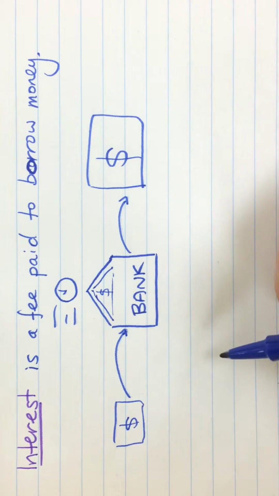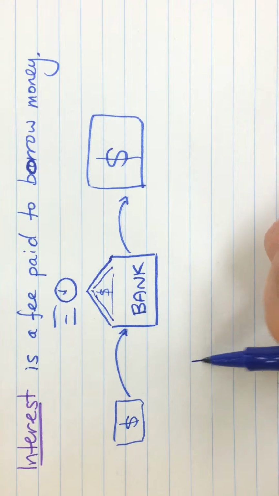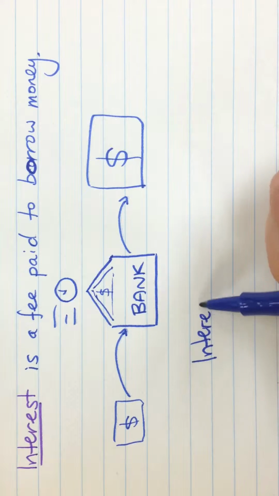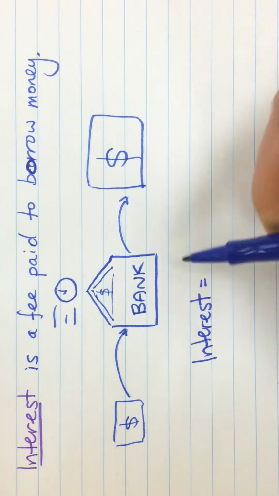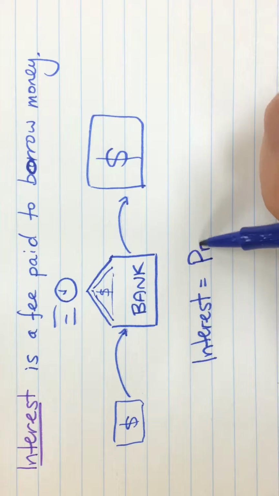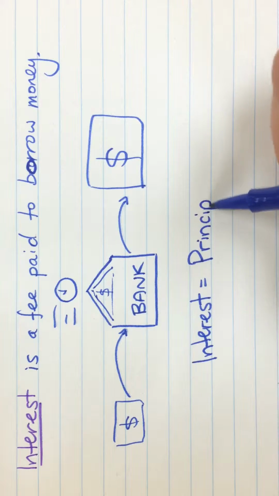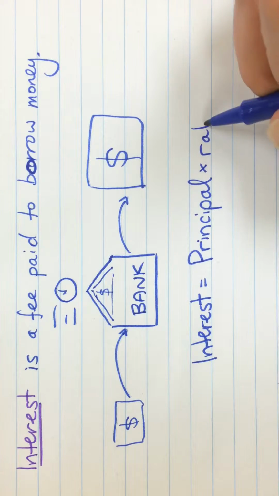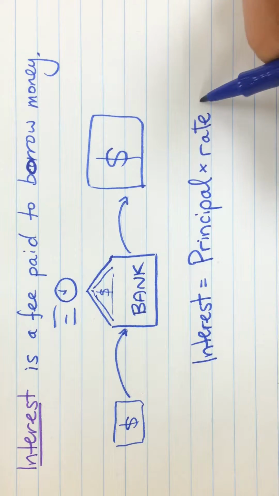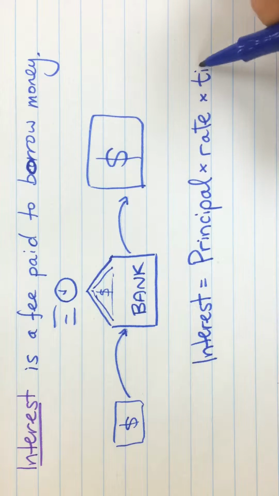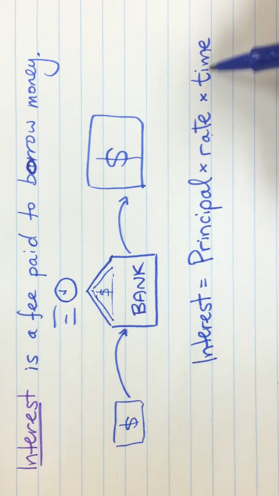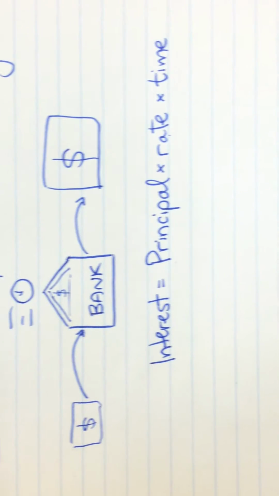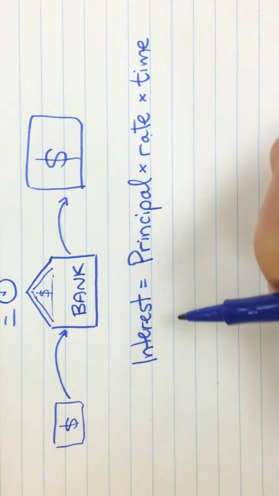And with simple interest, we have a nice tidy little formula. The interest that they pay you is equal to the money that you invested originally, which was called the principal. We multiply that by the rate, the interest rate, and we multiply that by how long it was in there. And we'll talk about these two numbers. They have a relationship. Rate and time have to be related in order for these numbers to work.